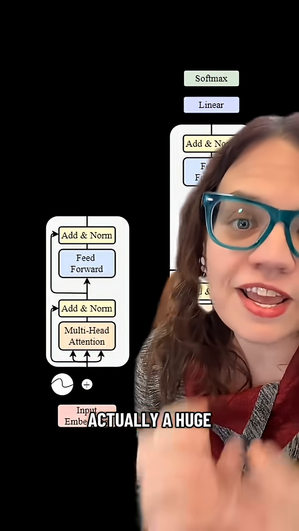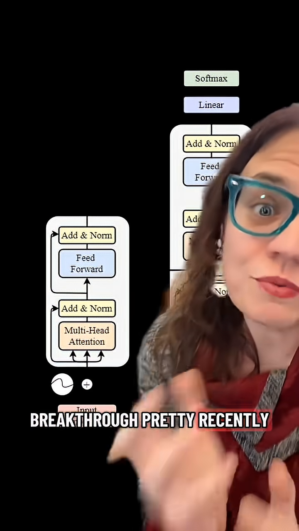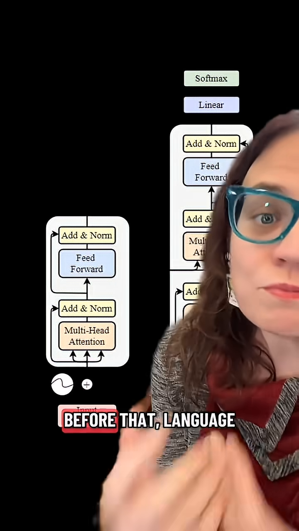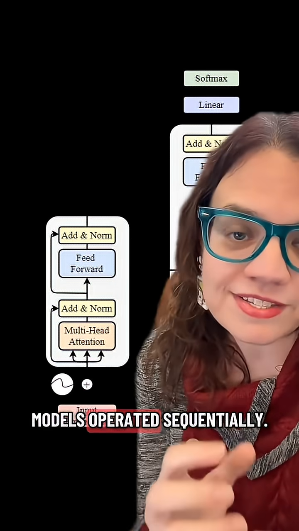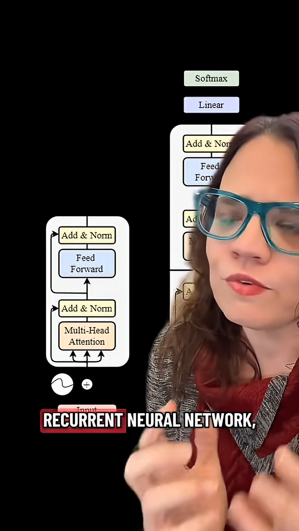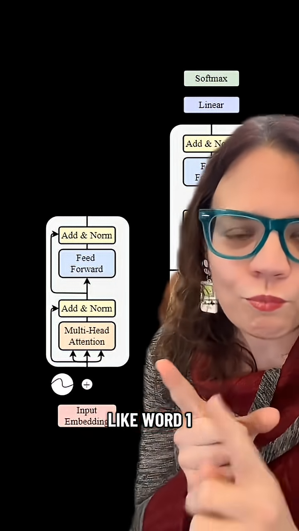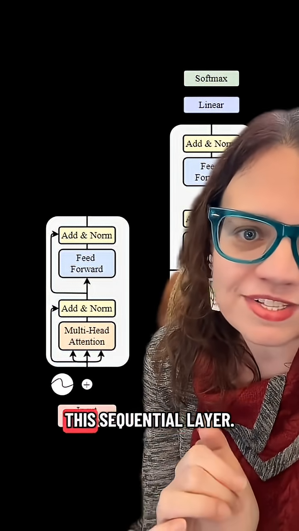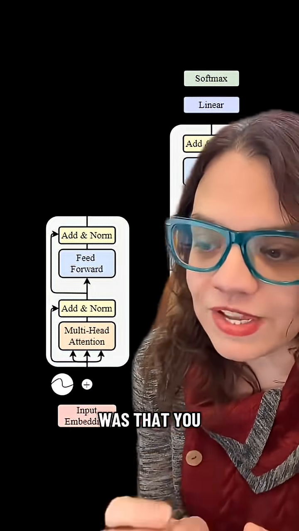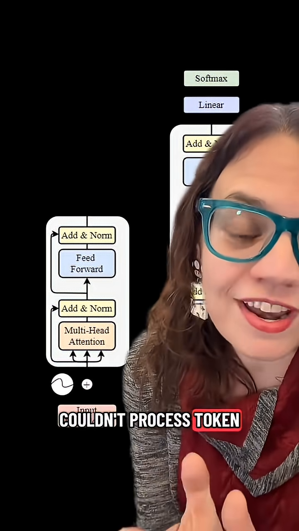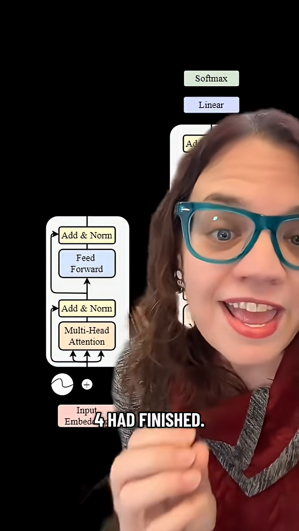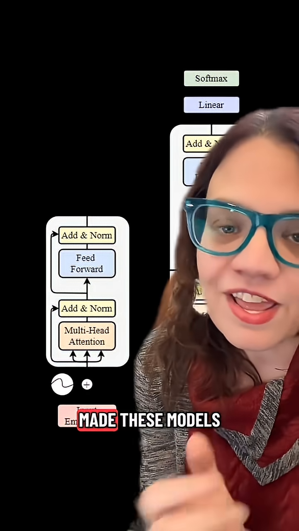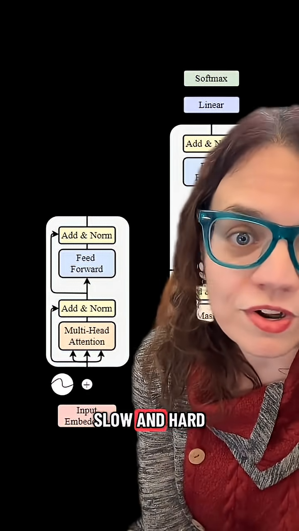And this was actually a huge breakthrough pretty recently, in 2017. Before that, language models operated sequentially. So like a recurrent neural network, it would be like word 1 and then word 2 and then word 3. And even though there was attention, it was still on top of this sequential layer. And what that meant was that you couldn't process token 5 until token 4 had finished. And that just made these models slow and hard to scale.